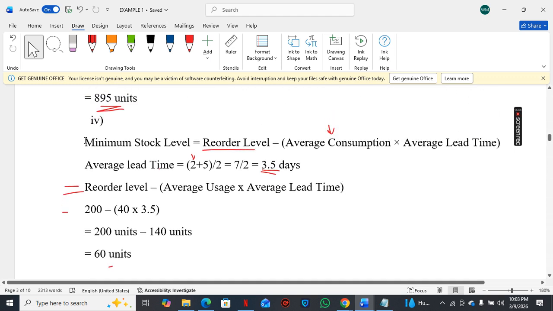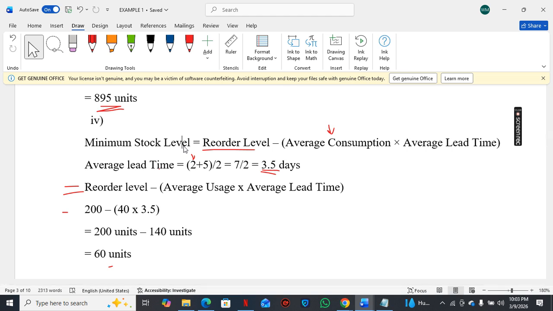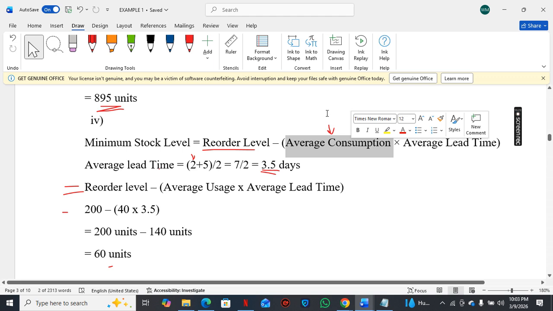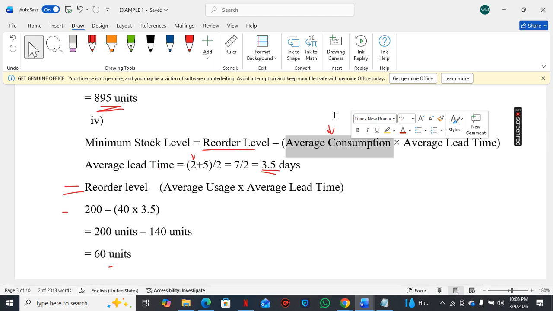Okay. So the minimum stock level. What's the lowest inventory we should have? It's the reorder level minus the average consumption multiplied by the average lead time. Our average consumption, we already have it. That's 40 units per day. Already have our average consumption.